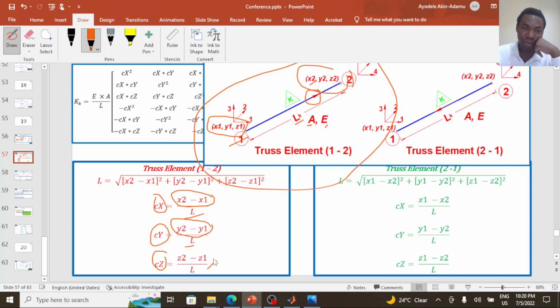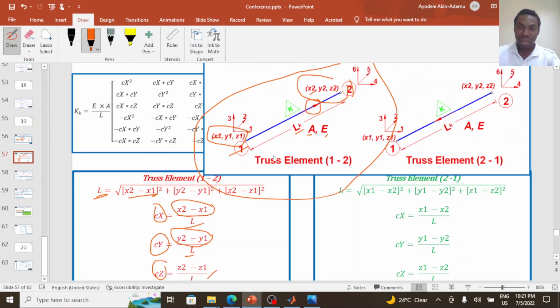z2 minus z1 over the overall length, where the length of the member is the square root of the sum of the squares of the coordinate differences: x2 minus x1 squared plus y2 minus y1 squared plus z2 minus z1 squared, then we find the square root. That gives us the length. This is when the arrowhead is pointing from 1 to 2.